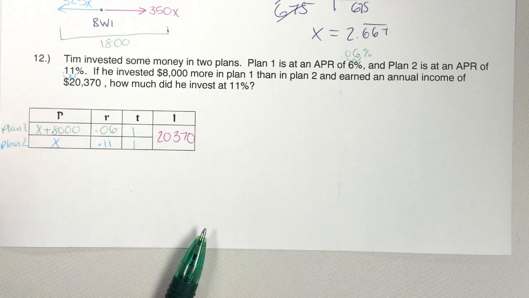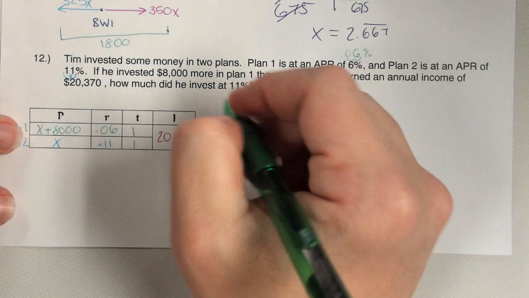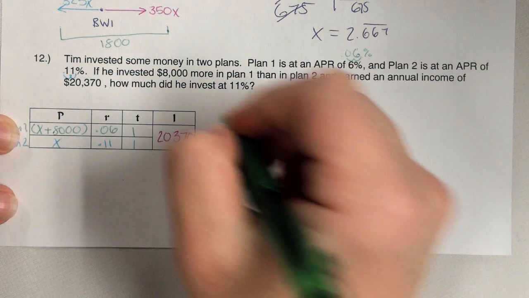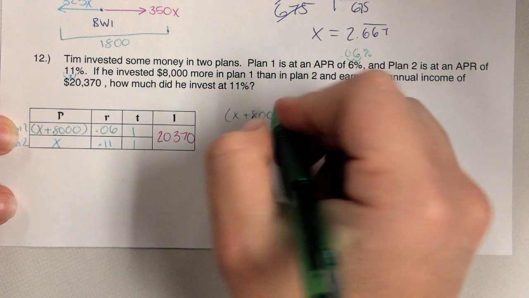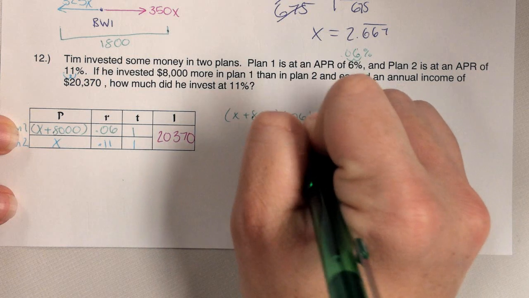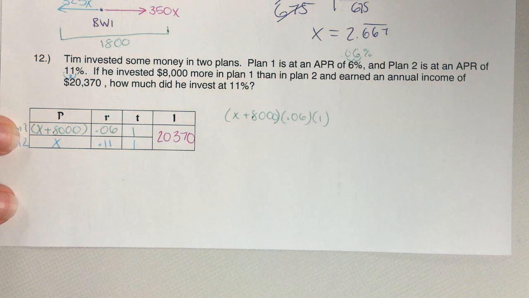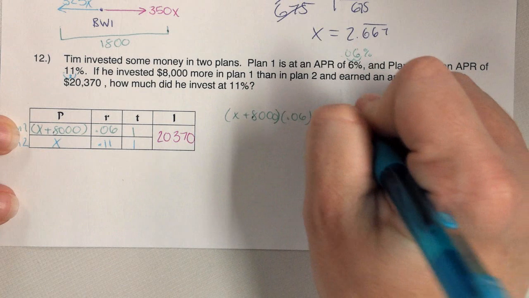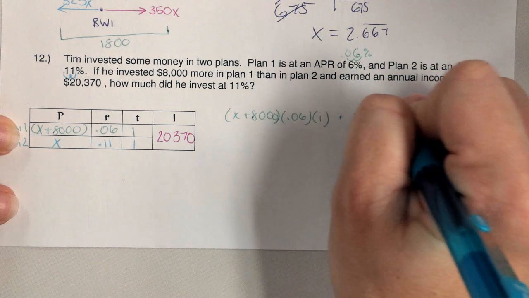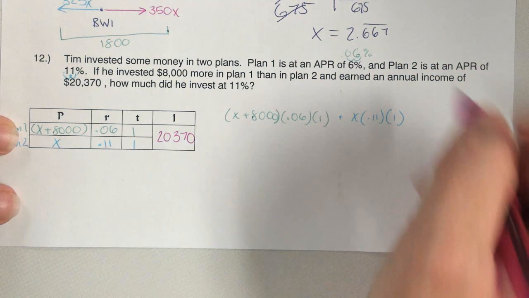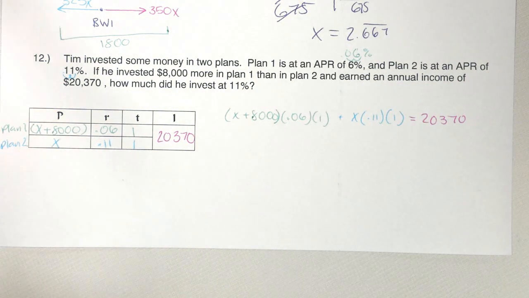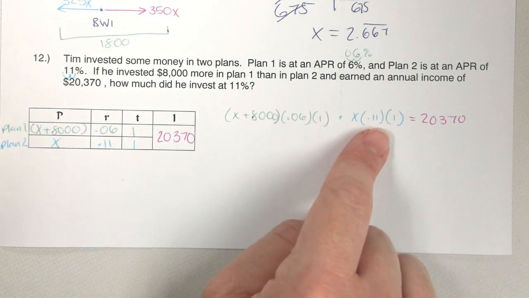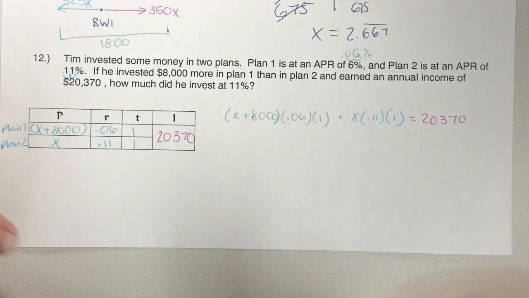Okay, again, we're going to set it up. So I'm going to put this in parentheses because it's 2 terms. X plus 8,000, not 100, times 0.06 times 1 plus X times 0.11 times 1 equals 20,370. Okay. So they both have X. This isn't like the other investment. I'm going to have to simplify. So this one's easier for me.